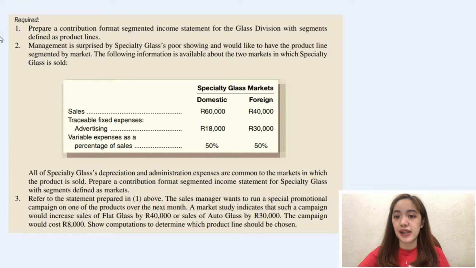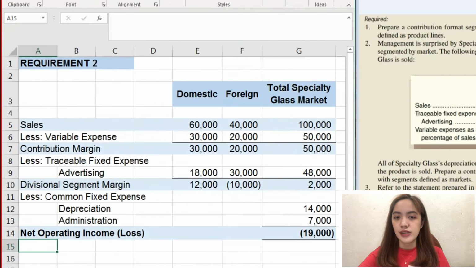Okay, for the next requirement, management is surprised by specialty glass poor showing and would like to have the product line segmented by market. The following information is available about the two markets in which specialty glass is sold. So for sales of domestic and foreign, we have 60,000 and 40,000 respectively. And that gives us the total 100,000 sales for specialty glass market.